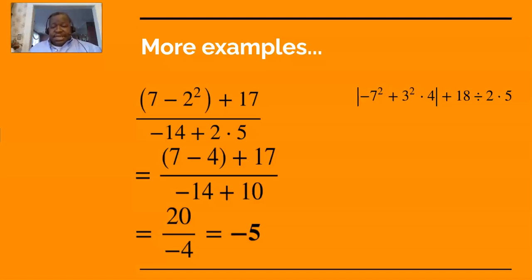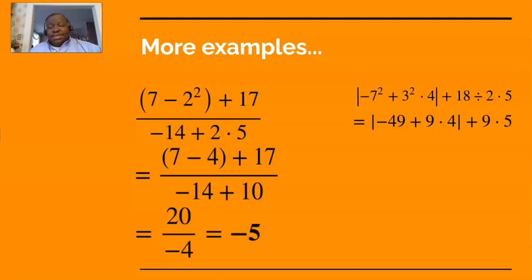Remember, we said at the beginning the absolute value is going to work the same way as the parentheses, so we have to start with that. So we have exponents inside of that, so that's how we're going to start our simplification. We have the negative 7 squared, so we're going to do 7 squared, which is 49, and then we have the negative, and then we have 3 squared, which is 9. So we have negative 49 plus 9 times 4 in absolute values. Looking at the part after that, 18 divided by 2, we're going to do the division first before we multiply. 18 divided by 2 is 9 times the 5.